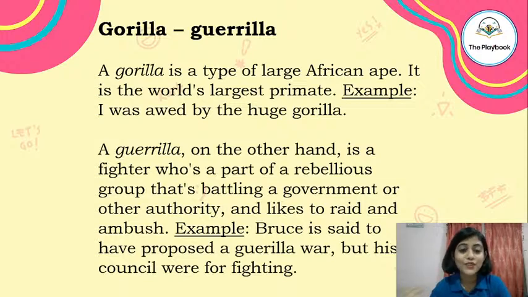What does it mean? A guerrilla, on the other hand, is a fighter who is part of a rebellious group that's battling a government or other authority and likes to raid and ambush. They like to interfere, they like to fight. So, a guerrilla is a fighter or a group of people who are battling against probably the government or some kind of authority. Example: Bruce is said to have proposed a guerrilla war, but his counsel were for fighting. So, Bruce wanted to propose a war on the government, but the council disagreed with him.